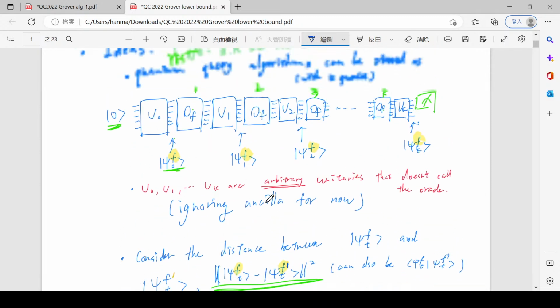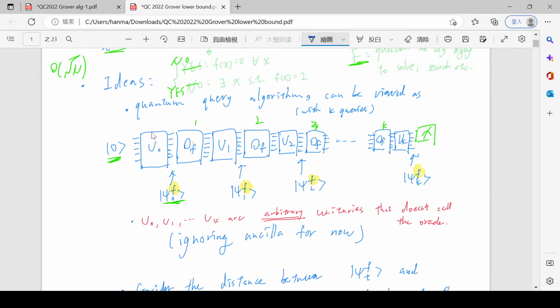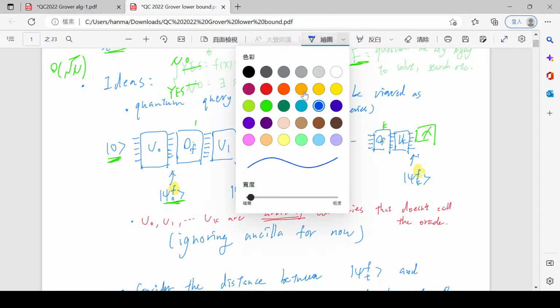So the idea is that if you look at the starting state, you see this psi f0 thing. You haven't done any query yet, right? So this thing is actually the same for every f because it just doesn't depend on f. So I guess we have a mental picture, right?